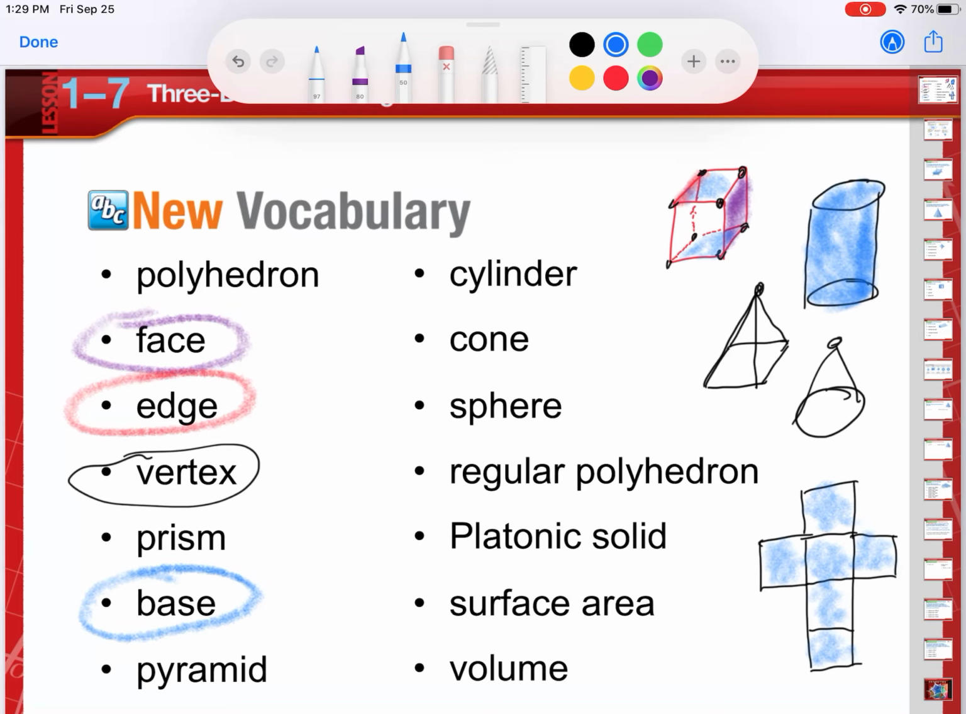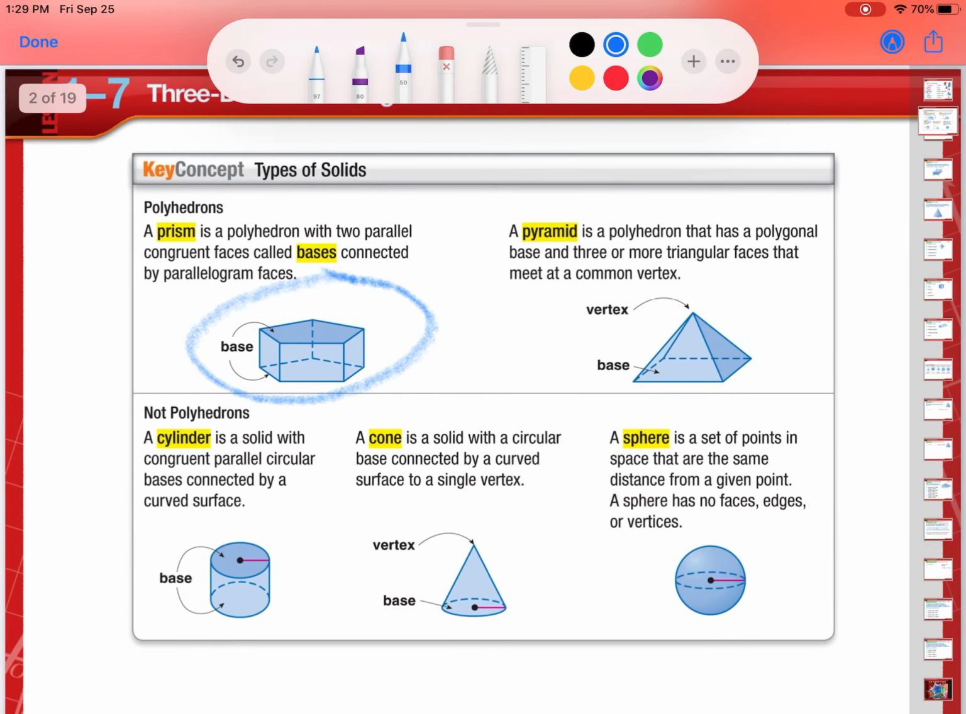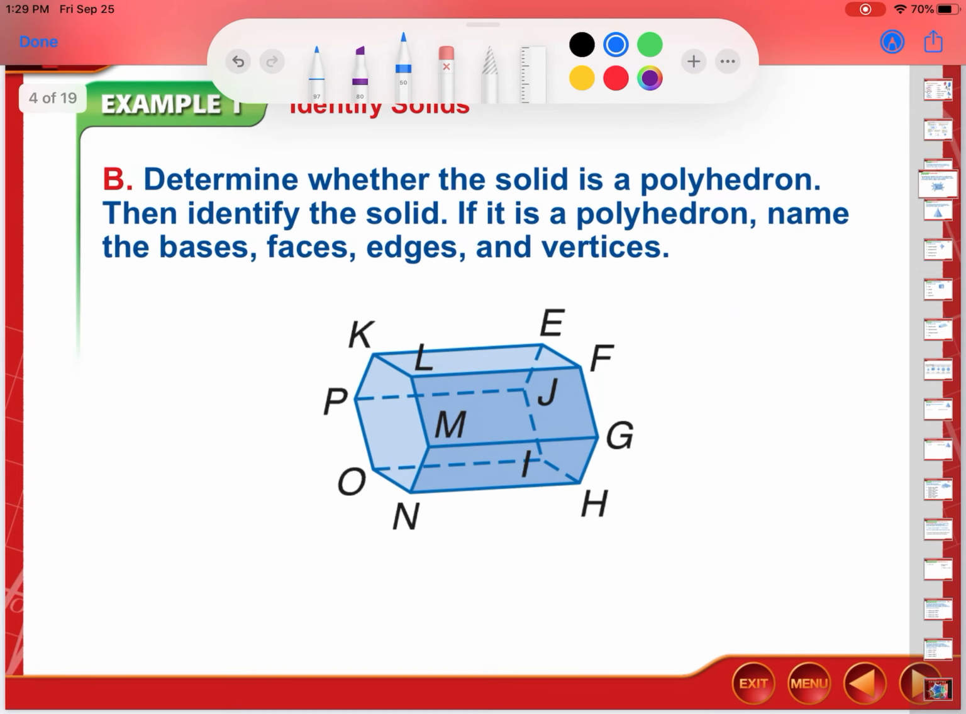It's just the area on the outside. It would be like if you were wrapping a present, the wrapping paper would be the surface area, and then the present inside would be the volume, what that shape holds. So if you want to take a minute and write down these definitions, feel free. Pause the video. I'm going to move on.